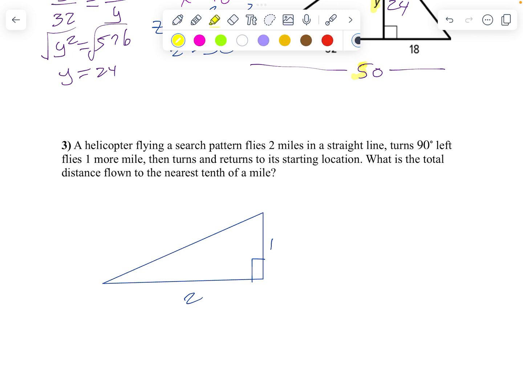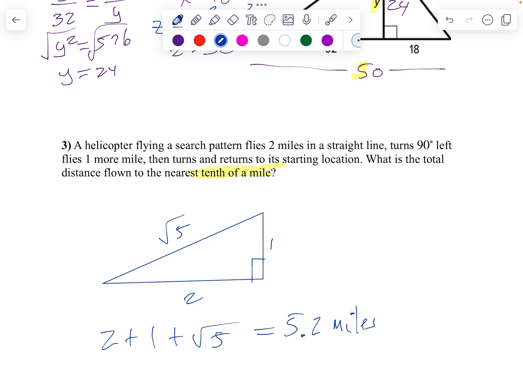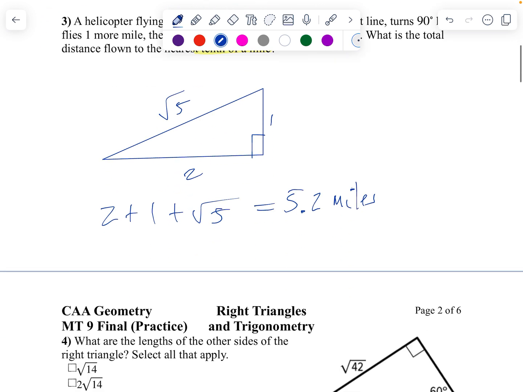If you only answered the square root of 5, that's partially wrong. Make sure you round to the nearest tenth. Pythagorean theorem, 2 squared plus 1 squared, that's the square root of 5. So the total distance is 2 plus 1 plus the square root of 5. And we're going to round that to the nearest tenth. So that's 3 plus the square root of 5, and that'll give us 5.2 miles. And that's it for that problem.